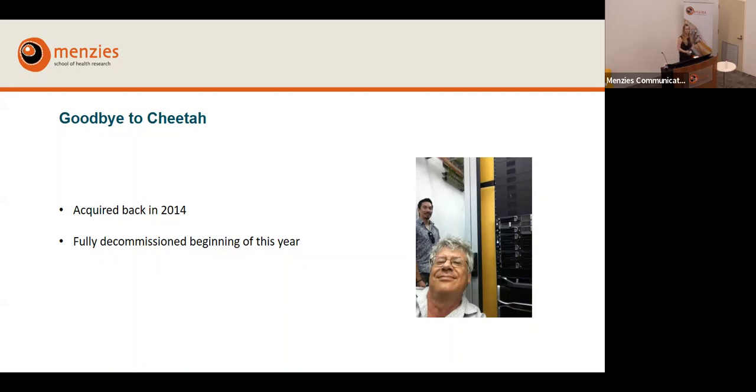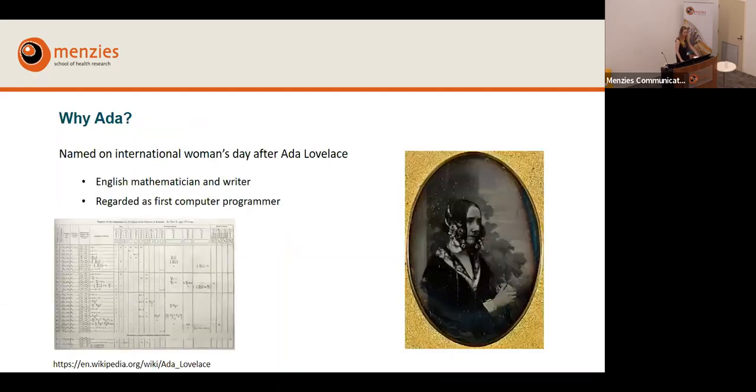Instead, the new system went online live in May last year. So it's not even really a year old yet. And we named her Ada. Why did we do that? Well, the system was named just on International Women's Day. And she was named after Ada Lovelace, who you can see here.